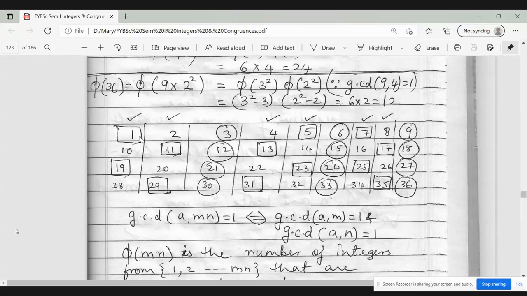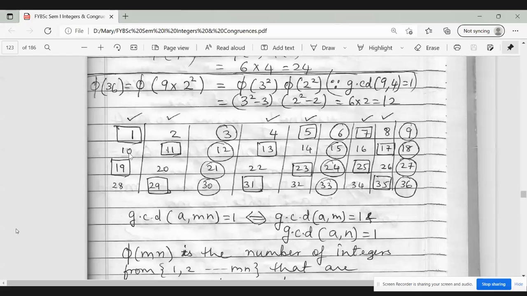So actually it is phi of 4. Each column will have phi of 4 numbers. See, what is phi of 4? Phi of 4 is the number of numbers from 1 to 4 which are relatively prime to 4. There are 1, 2 is not there, 3 is there. So 1 and 3, 2 numbers are there. So there will be phi of n numbers.